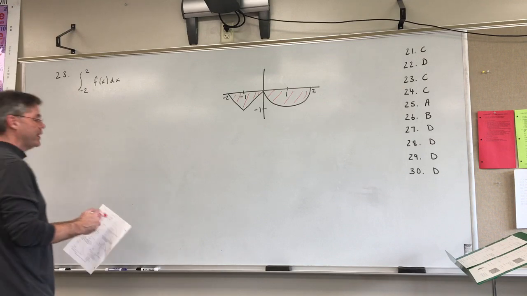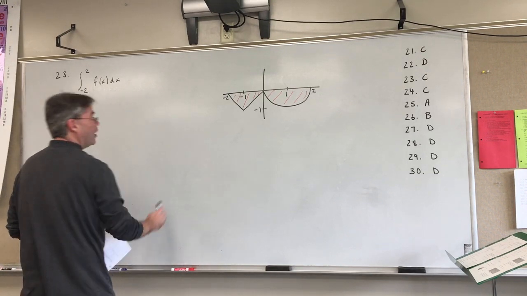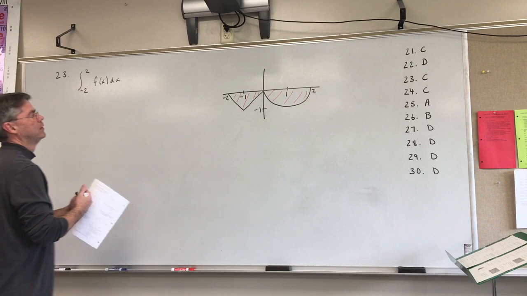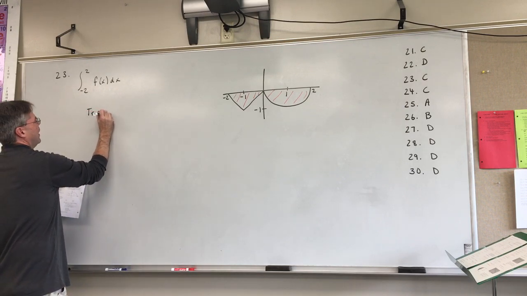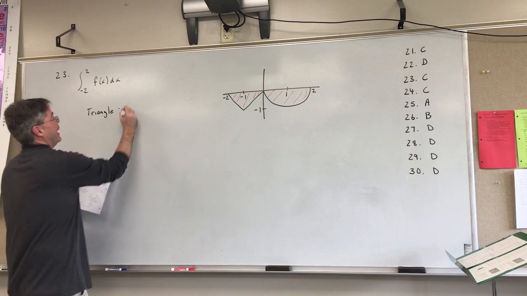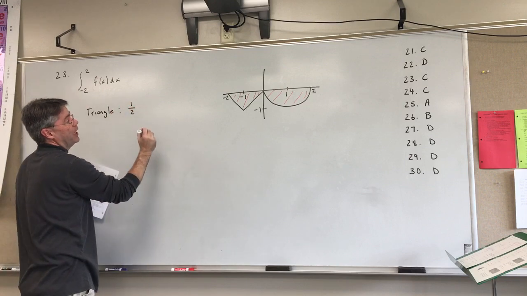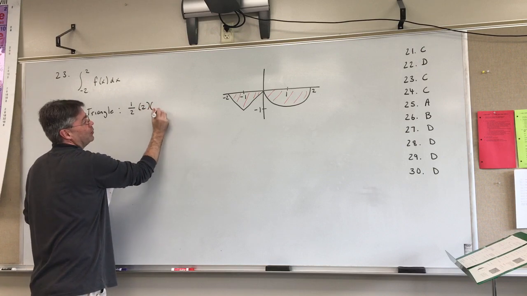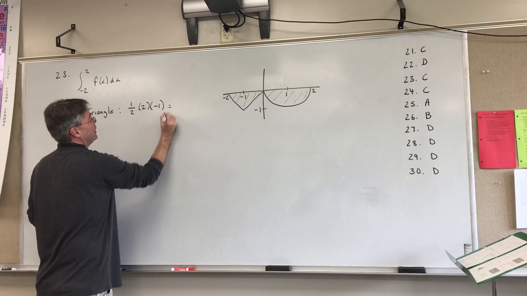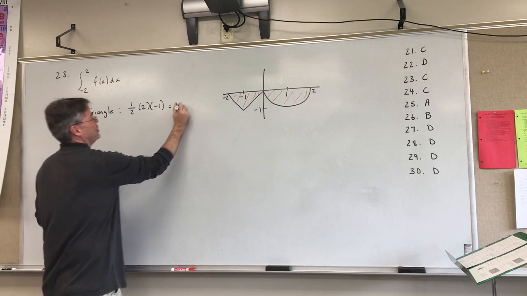All right, so the area of this triangle is going to be 1/2 times the base, which is 2, times the height, which is -1. So that's -2 times 1/2, so -1.